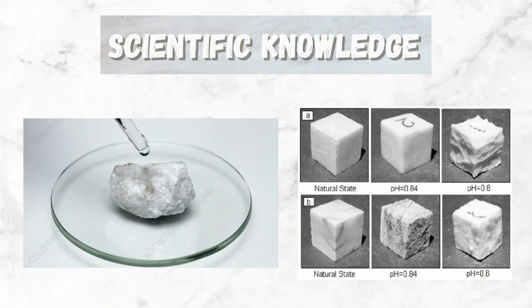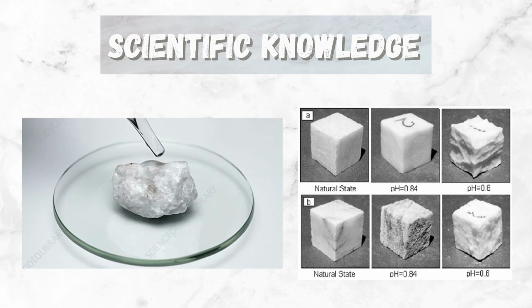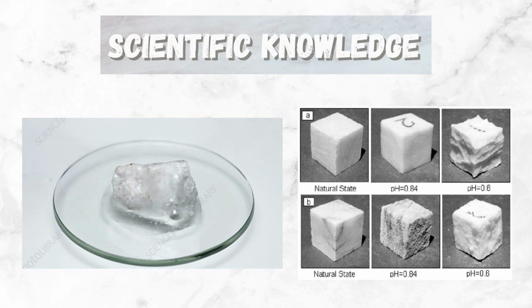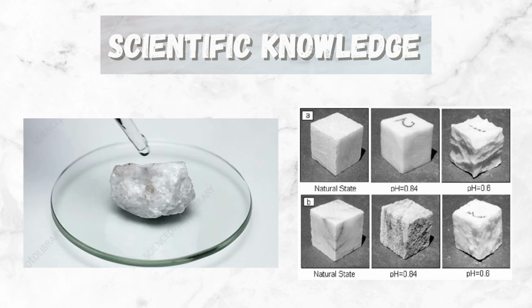But how do we actually know that marble is formed from the recrystallization of limestone? The answer to this is hydrochloric acid. When hydrochloric acid is dropped onto marble, it bubbles and fizzes and carbon dioxide is released, as seen in the video on the left. This reaction can only occur when a rock is composed of the mineral calcite, which is true for both marble and limestone. Marble also reveals information about the environment in which it was formed.